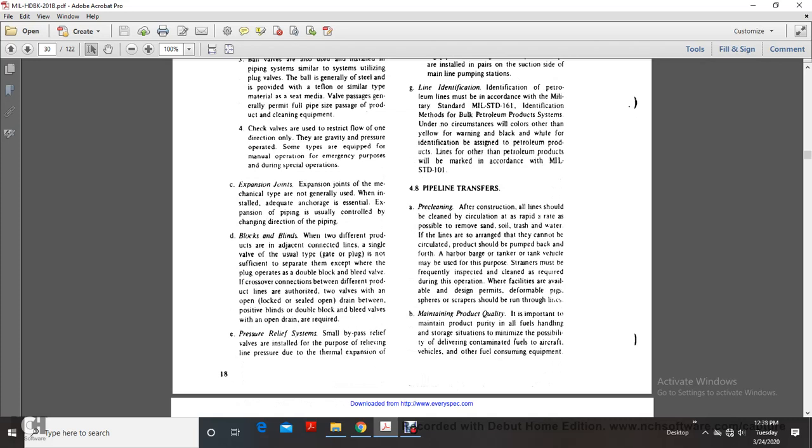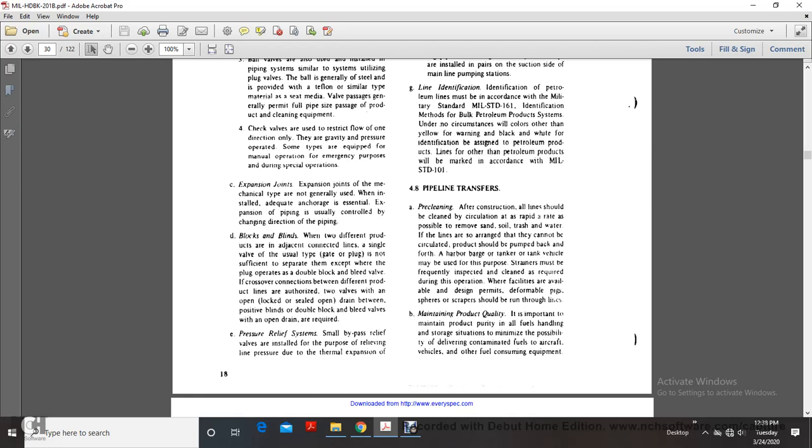4.8 Pipeline transfers. Pre-cleaning. After construction, the line should be cleaned with circulation at a rapid rate if possible to remove sand, soil, ash, or water. If the lines are arranged so that they cannot be circulated, product should be pumped back and forth through the harbor or the purge of the tank vehicle made for this purpose. Strainers must be frequently inspected, cleaned as required during operation. When facilities are available and design permits, deformable pigs, shears and scrapers should be run through the lines.